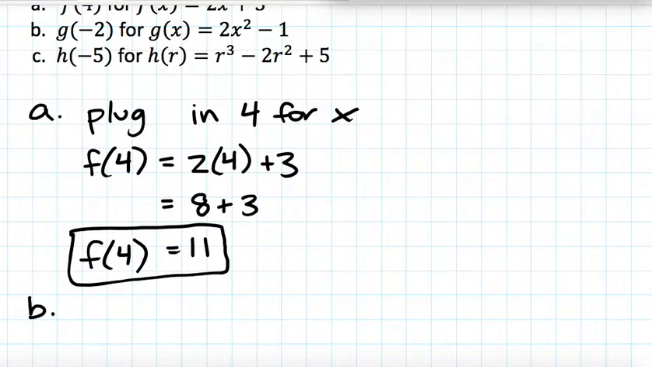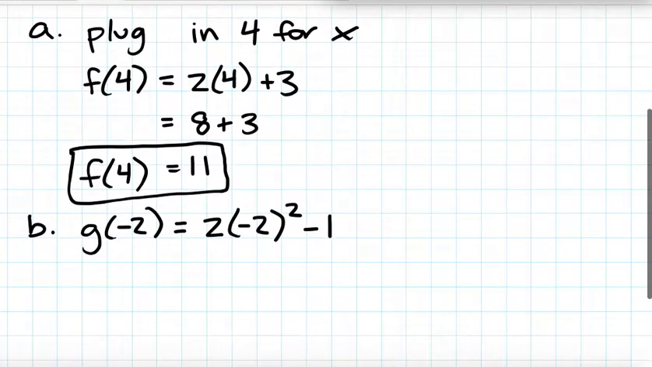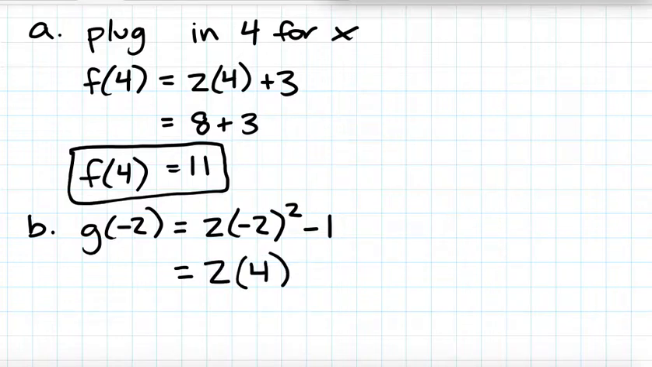Now for part B, I want to find g of negative 2, which means I'm going to plug negative 2 in for x. So it'll be 2x squared minus 1, so 2 times negative 2 squared minus 1. Now you have to be careful when you're squaring negative numbers to make sure that you get the signs correct. Negative 2 squared is negative 2 times negative 2, which is positive 4. So that is 2 times positive 4.